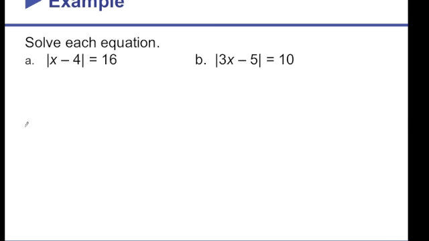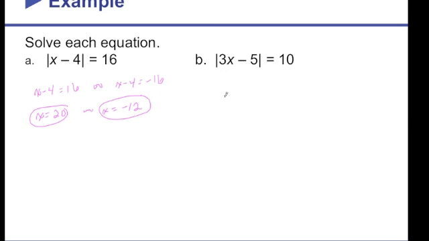Solve some absolute value equations. So we have an absolute value equals 16. Well, we know that means either the number in the absolute value equals 16, or that what's in the absolute value equals negative 16. So solving that, either x equals 20, or x equals negative 12. Those are my two solutions.